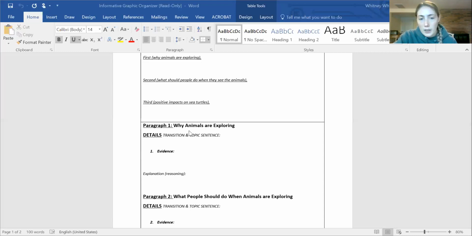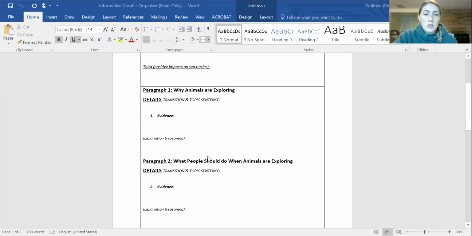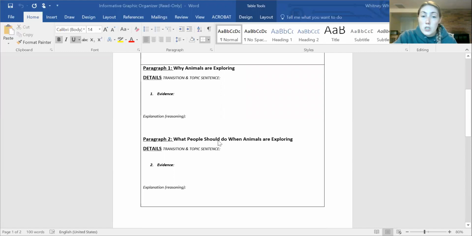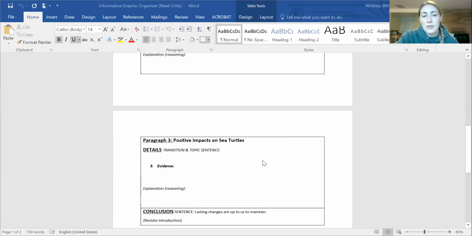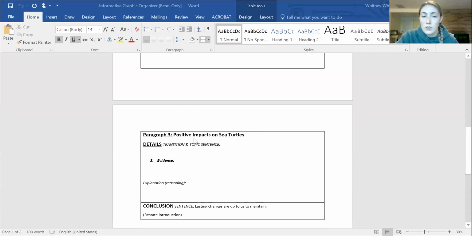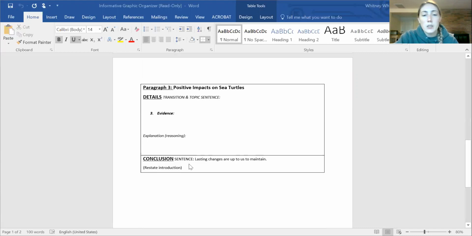So paragraph 1 is going to be just specifically on why animals are exploring. Paragraph 2 is going to be about what people should do when animals are exploring. And then paragraph 3, we'll talk about the sea turtles, so positive impacts on sea turtles. And then your conclusion sentence, I gave you a little starter, so you could just kind of restate your introduction after that. Lasting changes are up to us to maintain.